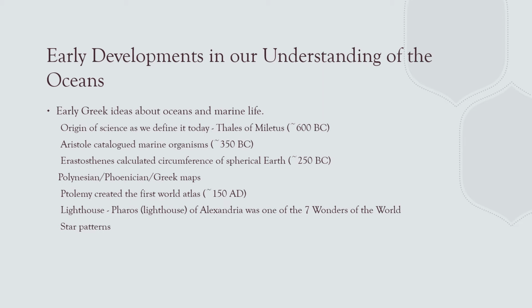As the toe was dipped into the ocean, man's curiosity led them to use science for the first time. And we credit and tip our cap to the ancient Greeks. The ancient Greeks are what we feel science originated from. Aristotle was cataloging marine organisms. Eratosthenes calculated the circumference of the earth. Maps and charts were made by the Polynesians, the Phoenicians, the Greeks. Ptolemy created the first atlas. The lighthouse in Alexandria, the original lighthouse, is one of the seven wonders of the world. And stars were charted and used for navigation and storytelling when you talk about the constellations.